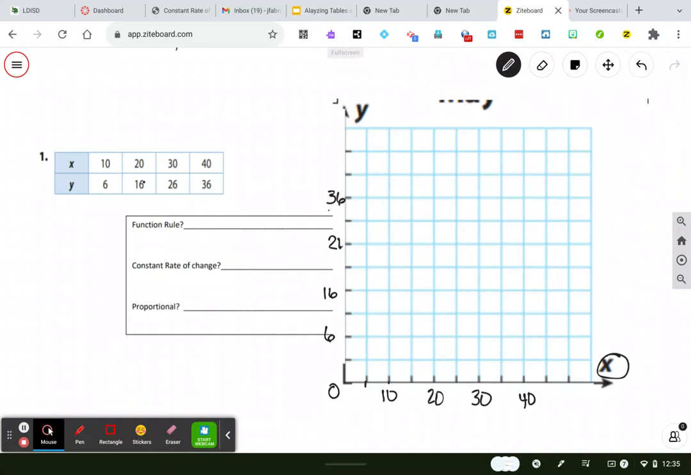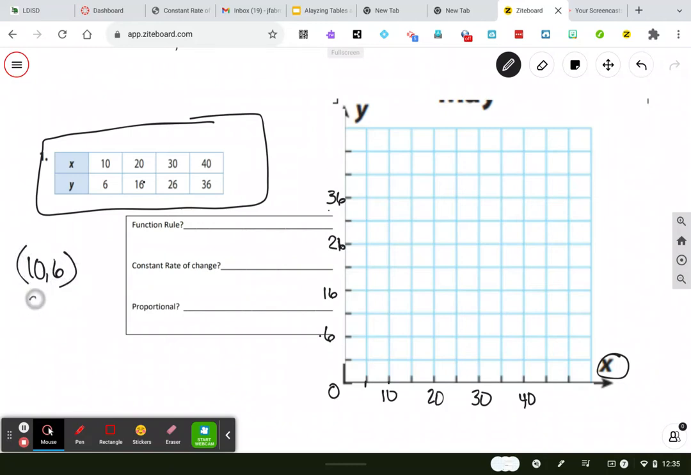1, 2, 3, 4, 5. 1, 2, 3, 4. 1, 2, 3, 4. Okay, so what I've done is I've taken this table and I've just created a graph. I'm going to go ahead and put those points on the graph. So all this means is 10, 6, 20, 16, 30, 26, and 40, 36. These are my x values and those are my y values. Those are my coordinates. I just put it in a graph that's going long ways instead of up and down like you're used to seeing, but it's the same exact thing.